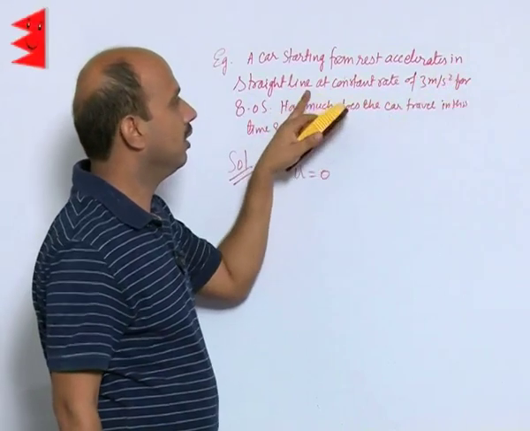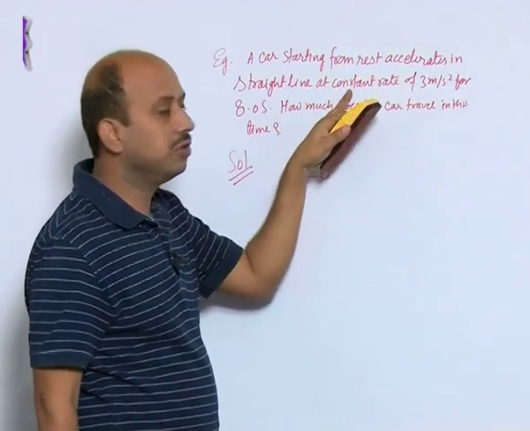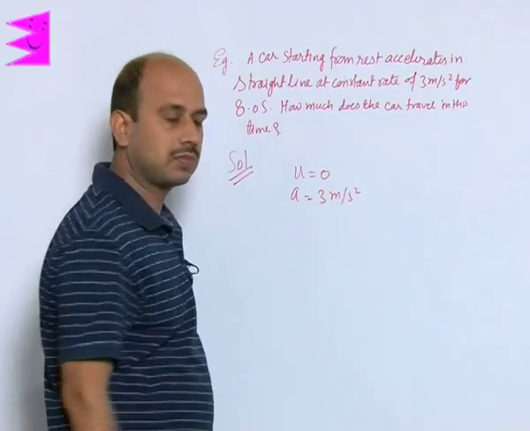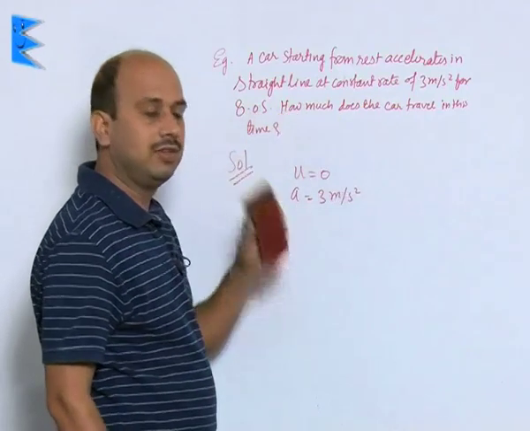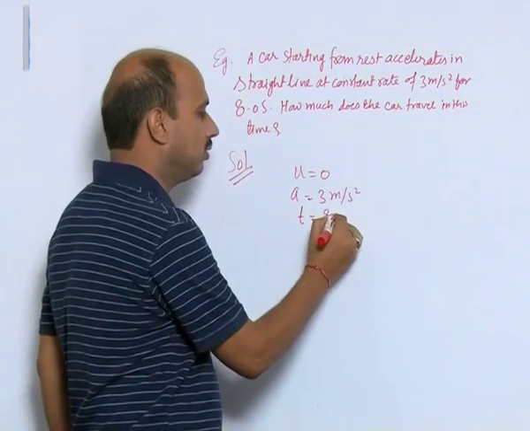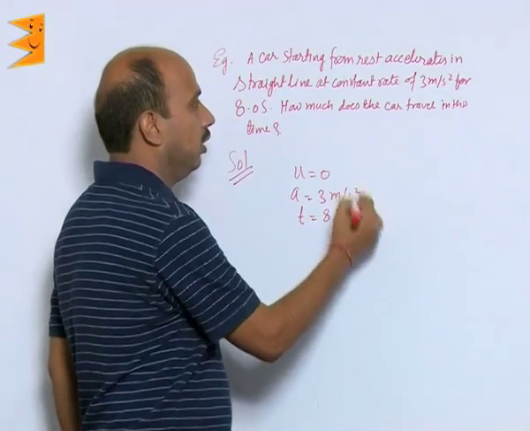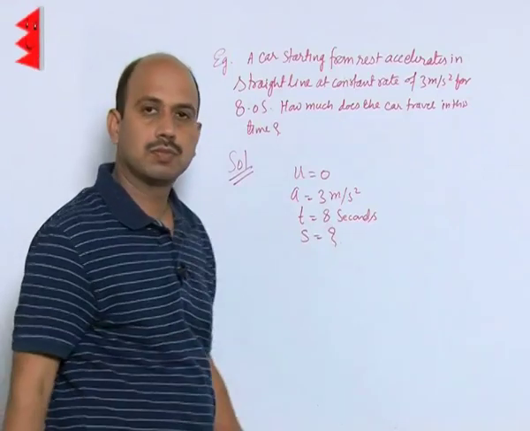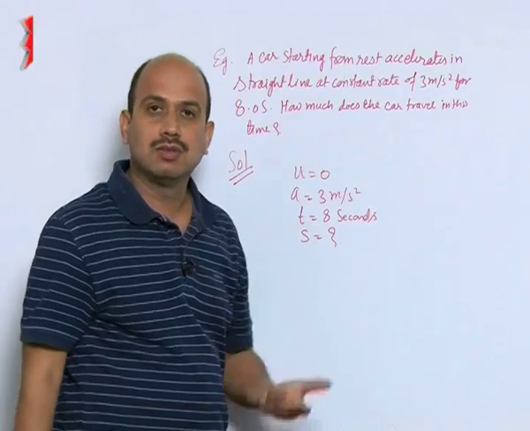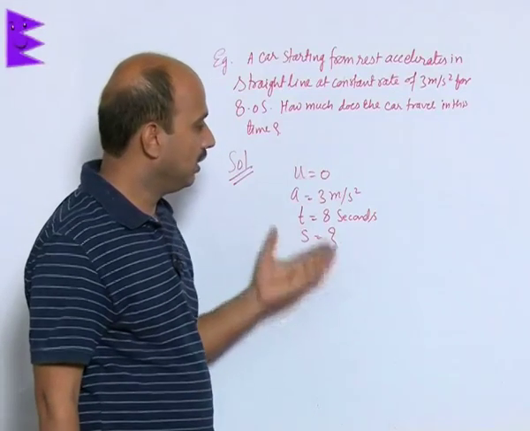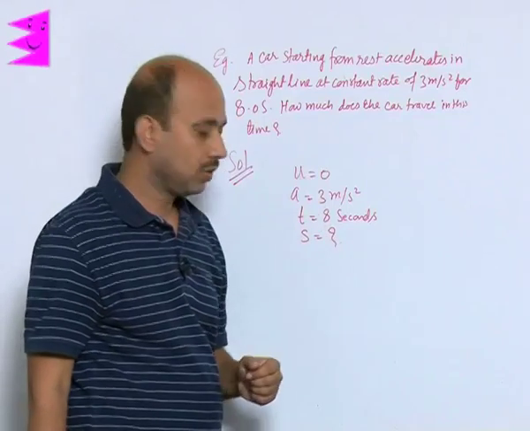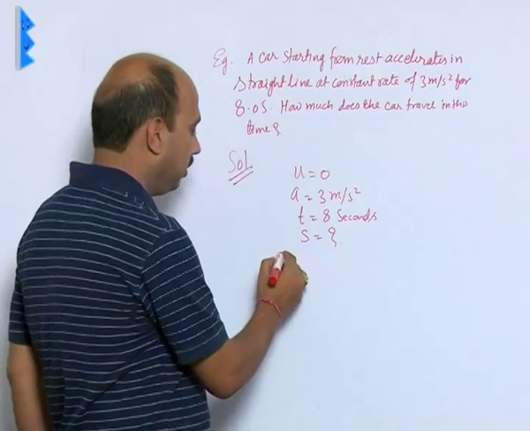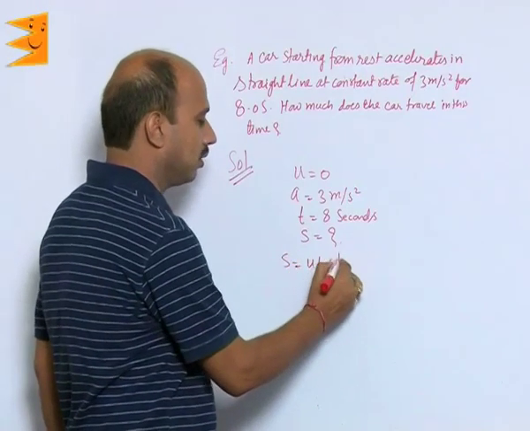Now, accelerates in a straight line at constant rate. Constant rate means uniform acceleration. A is equal to 3 meter per second square. Now, time you have got 8 seconds. You have to calculate distance. So, you have to find distance. So, I have put here a question mark. Now, look at all the three equations which tell the relation between all these and where we can calculate directly. So, now see the second equation of motion, relation between displacement and time. So, you have done S is equal to ut plus half at square.